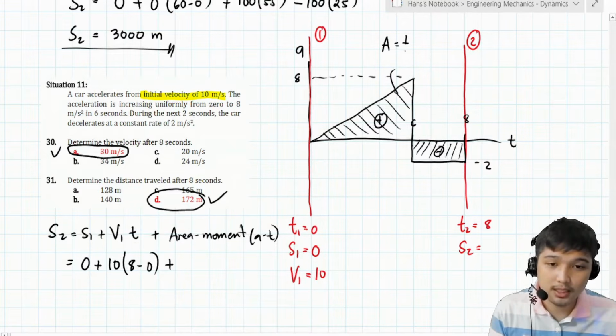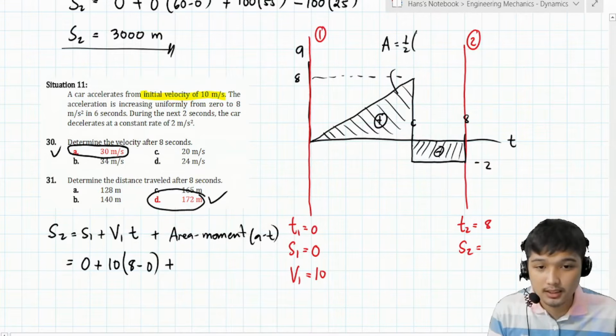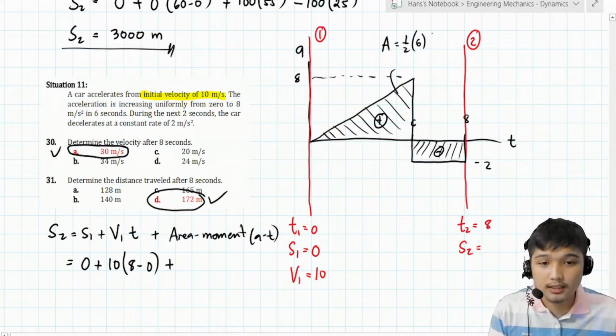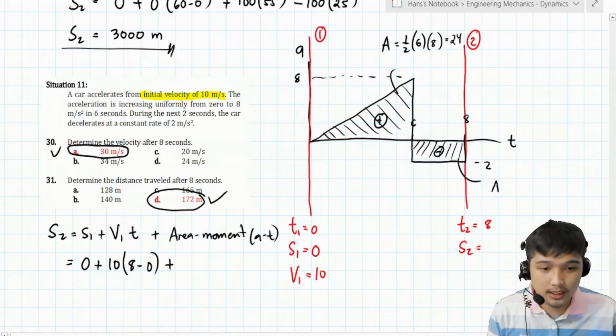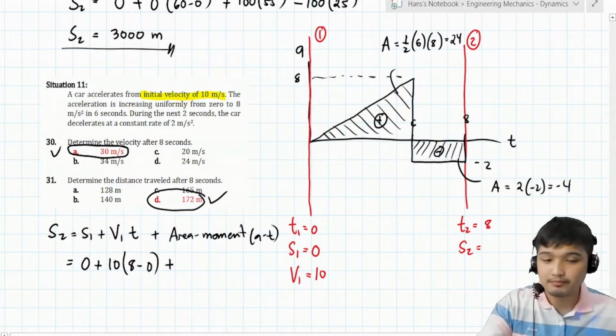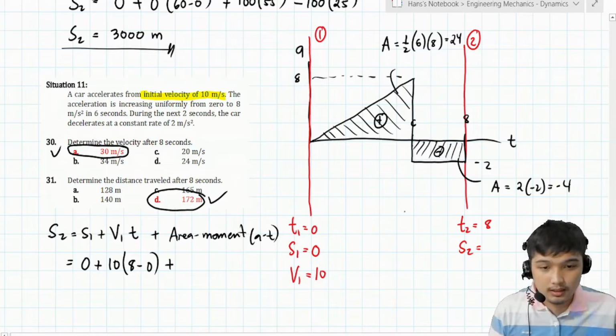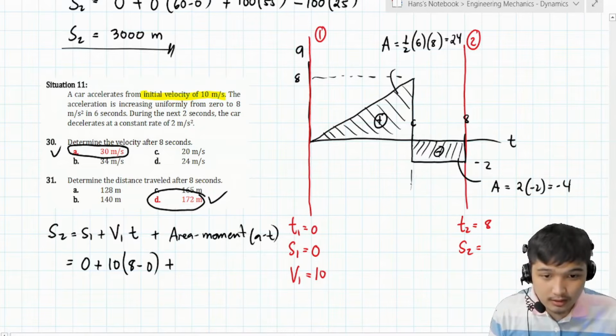1/2 base times the height. Base is 6. Height is 8. So therefore, this one is 24. So for this one, what is the area? Base is 2. Height is negative 2. So negative 4. Okay, so lagay nga natin. Yung distance na to is 2.